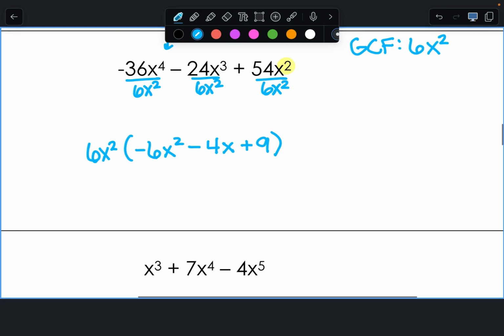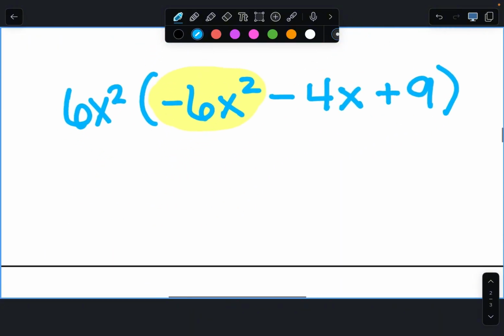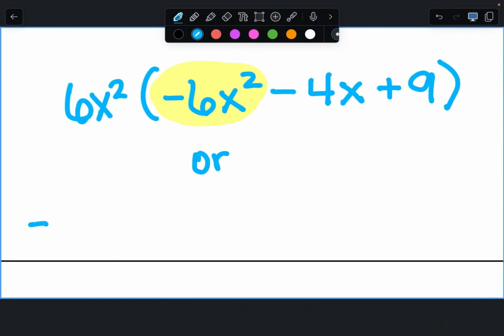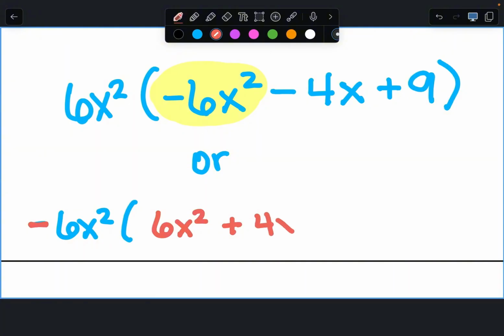Now, on the STAR test, I don't care if you do this on the assignment or not, because you'll be able to recognize your answer. On the STAR test, they might factor out the negative because they don't want that very first term inside of the parentheses to be negative. So when that happens, we move it to the outside. If you're going to take out this negative, it changes the sign on each one on the inside. So this negative changes to a positive, positive, negative. So 6x squared plus 4x minus 9.